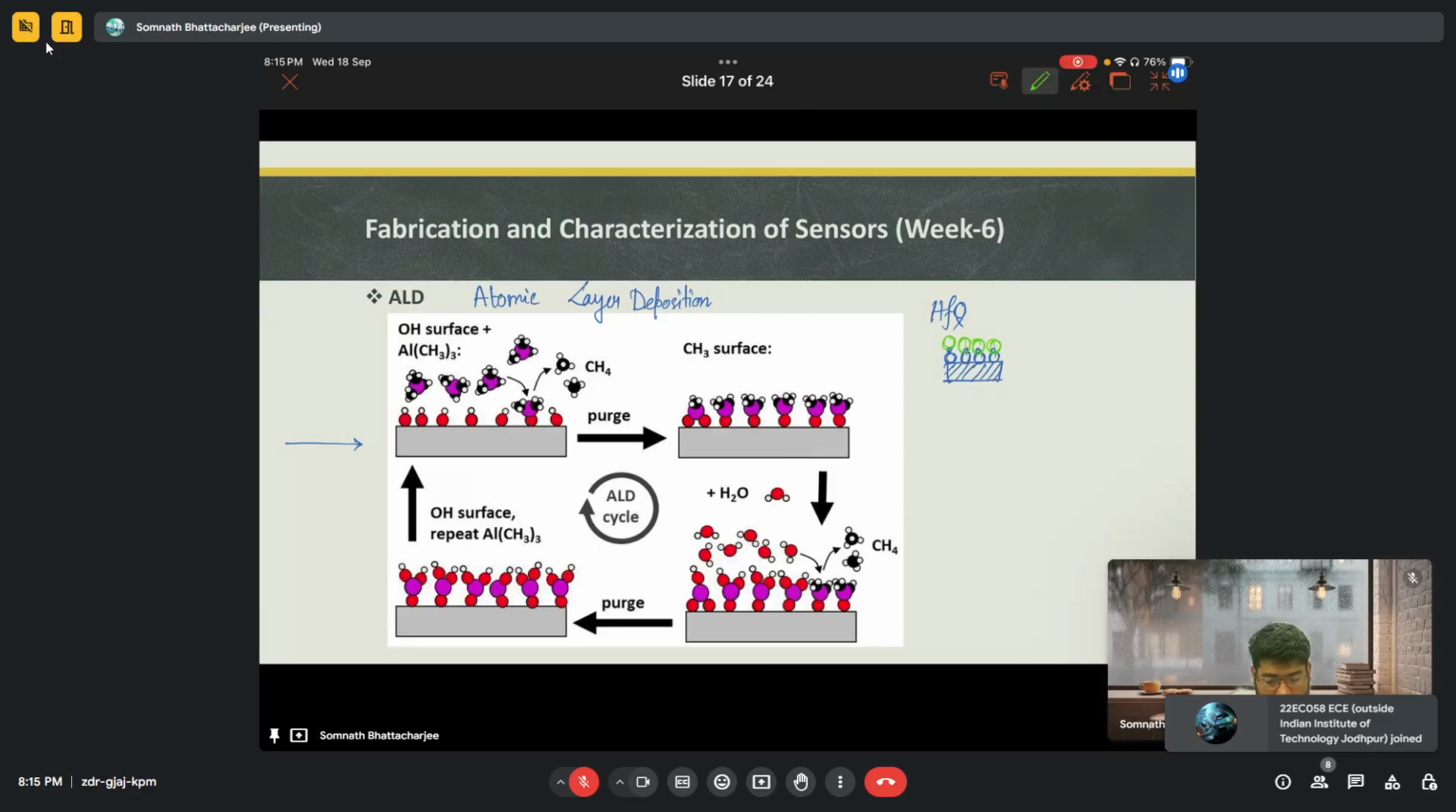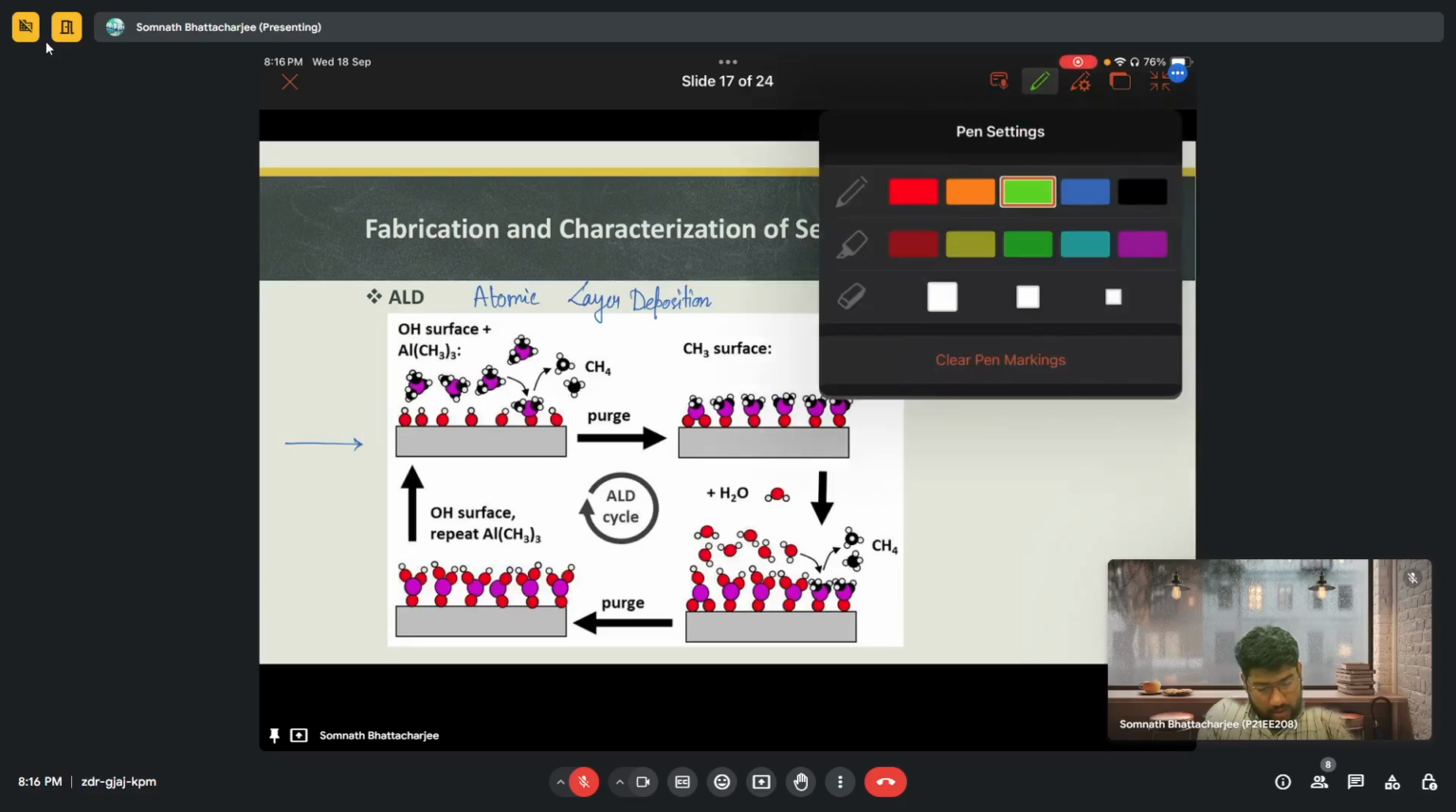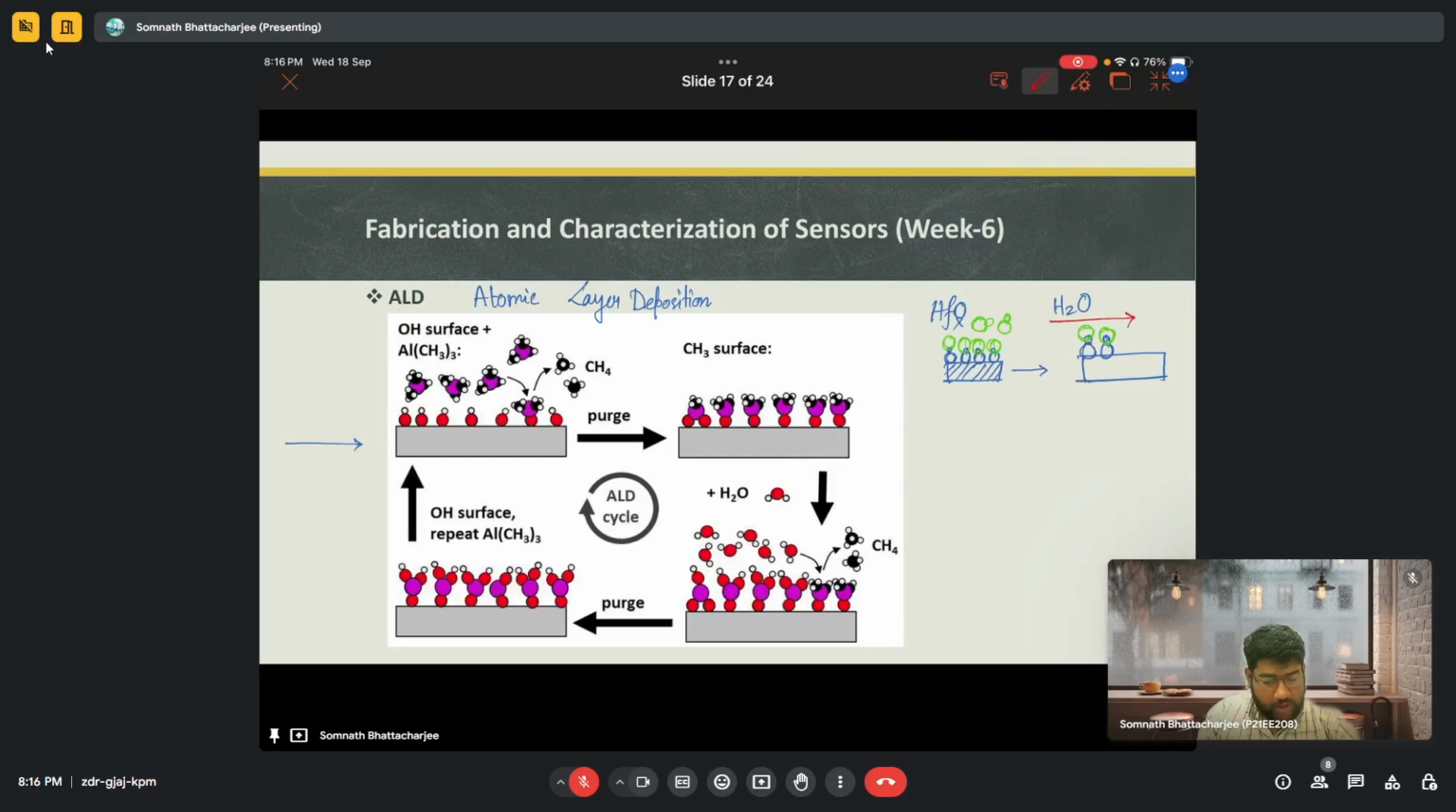So these will get connected here, and after that, in the next step, what will happen? We will purge water. With this purging of water along with nitrogen, these connected particles will be here, although there will be several unconnected particles as well. By this purging of water, the excess molecules will be removed from the area, while only the connected particles will remain.